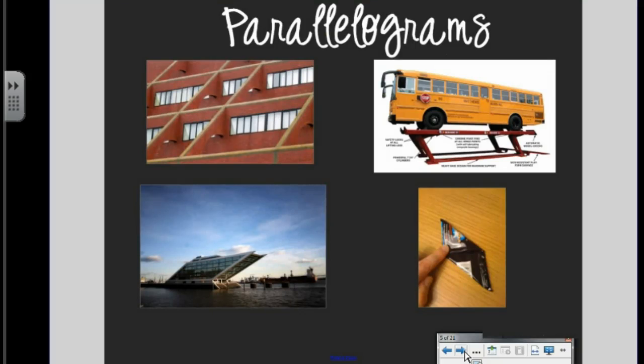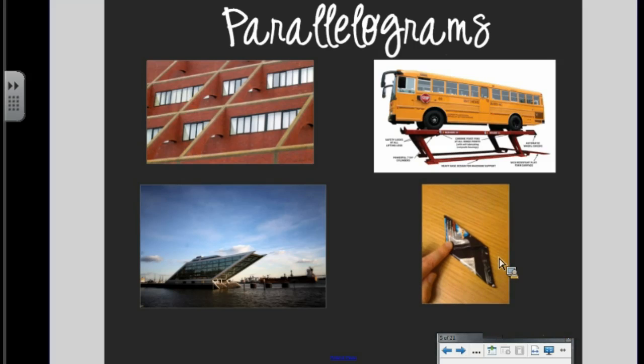So, pictures of parallelograms in the real world. We have them showing up in architecture all the time. That bus lift that lifts a bus up so you can work on the bottom, that's a parallelogram. This person, I guess, was really bored and folded their bag of chips into a parallelogram. And then this one's my favorite. It's a restaurant that juts out over the lake, or I don't know if it's an ocean or lake, but it's in the shape of a parallelogram. So I thought that was really cool, really pretty.